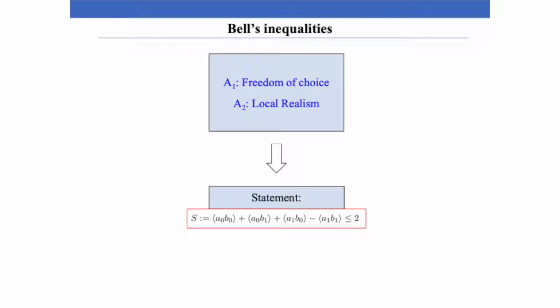Bell's inequalities, which have opened to some extent this systematic research and foundation based on no-go theorems, can therefore be stated with some initial postulates: freedom of choice and local realism. We all know what formally these mean. And from that, a decidable statement can be formulated.